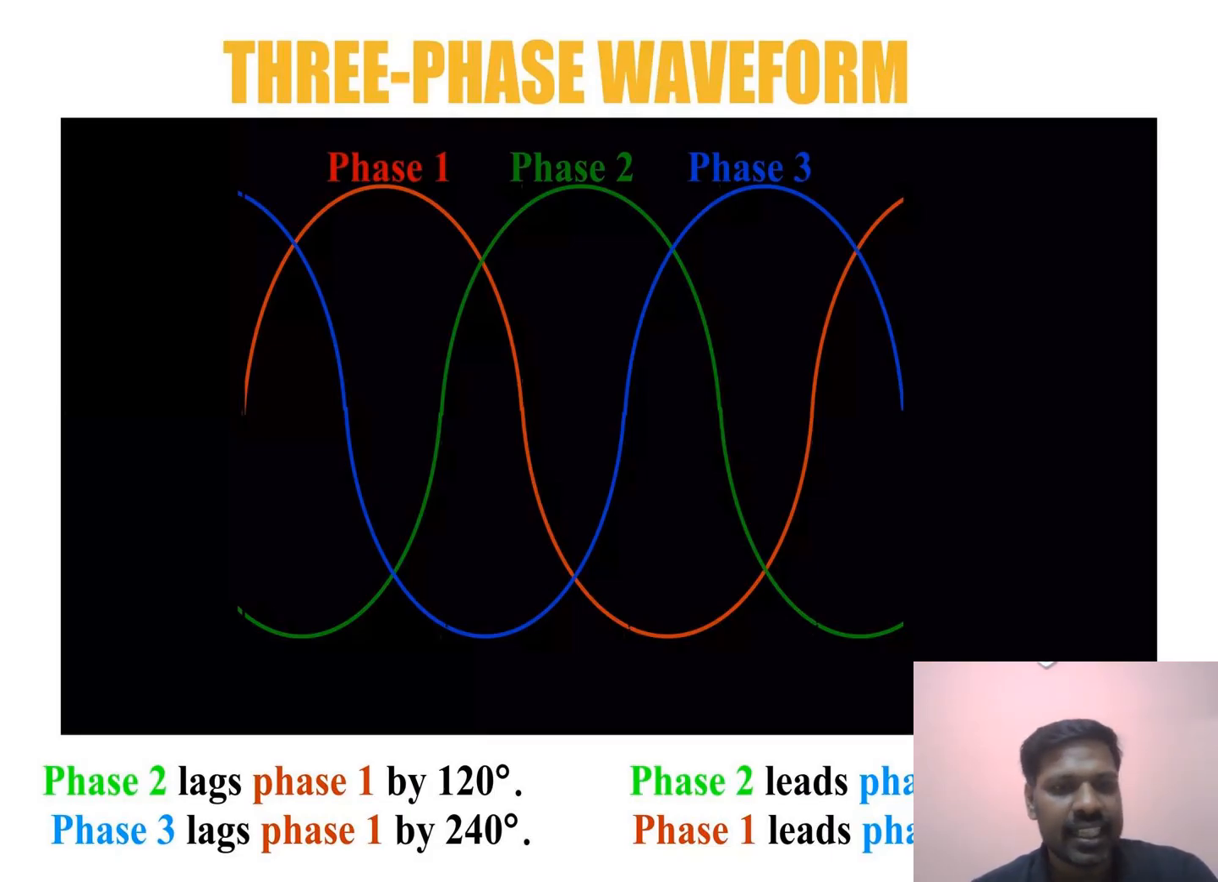At any instant, the sum of three-phase voltages or currents in a balanced system is zero, which leads to smoother power transfer, reduced vibration in machines, and better utilization of material in cables and equipment.